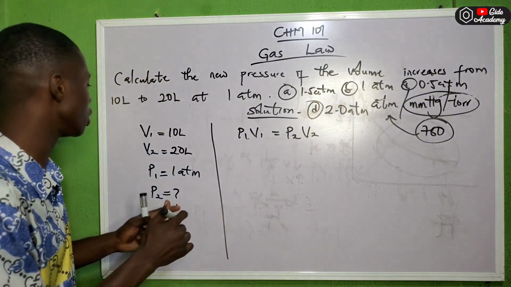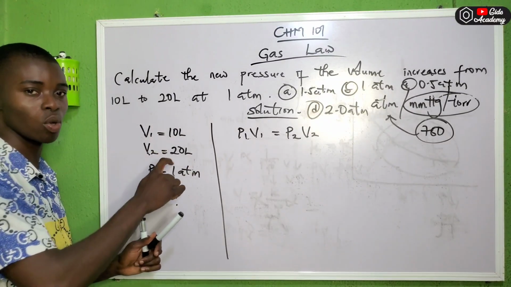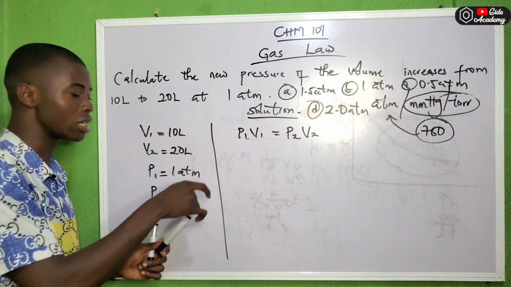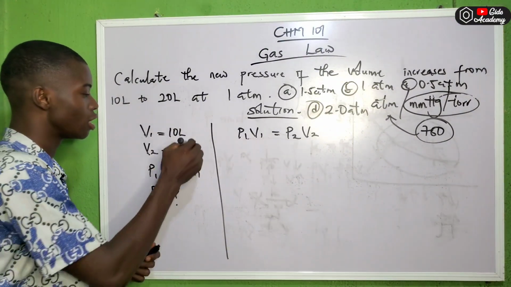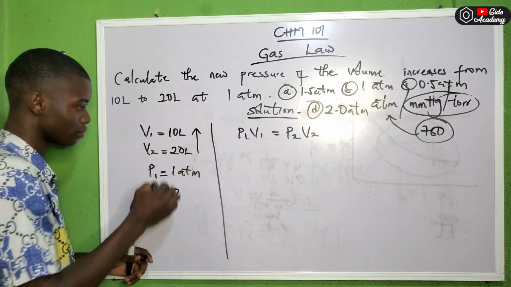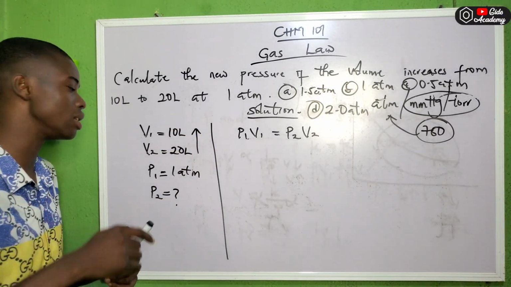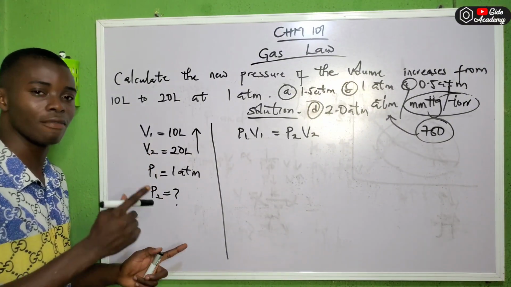So now look at this closely. If you look at my V1 and V2, what is the relationship? What relationship do we have here? Is it increase or a decrease? So if you are moving from V1 to V2, are you increasing or decreasing? So here, if you are moving from 10 to 20, you are what? Increasing. That means you are going up. Then this is an inverse variation. Boyle's law is an inverse variation.